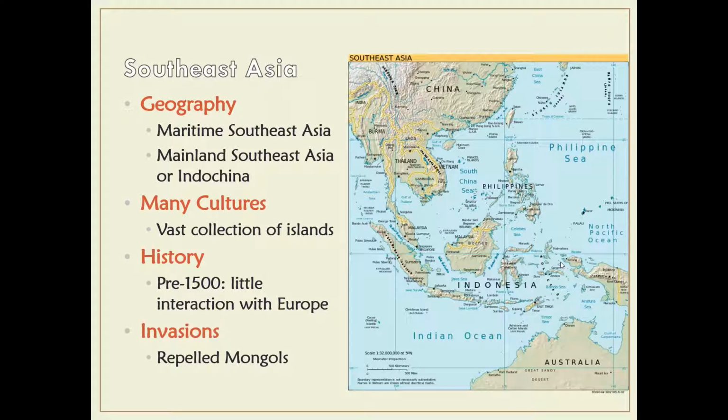The lands of Southeast Asia have been pretty good at repelling invasions. The Mongols made it to the Philippines and marched into or were sailing into Indonesia, but they never actually made it through because they were hit by one of the worst tropical storms to go through there.